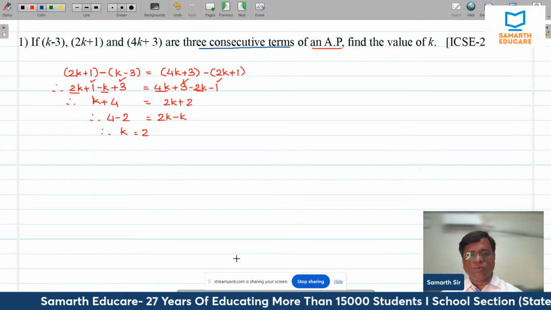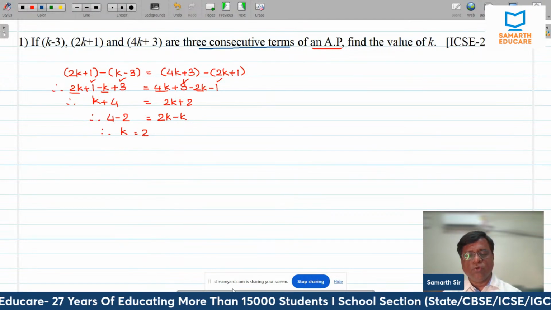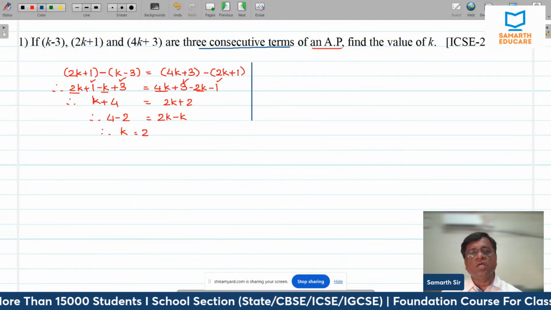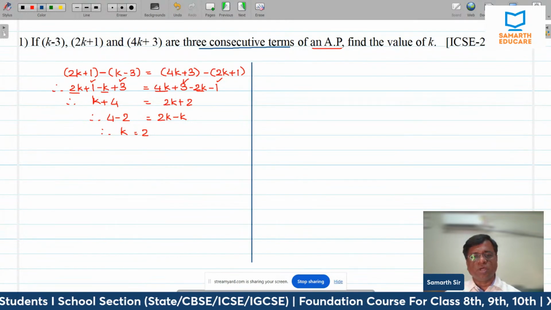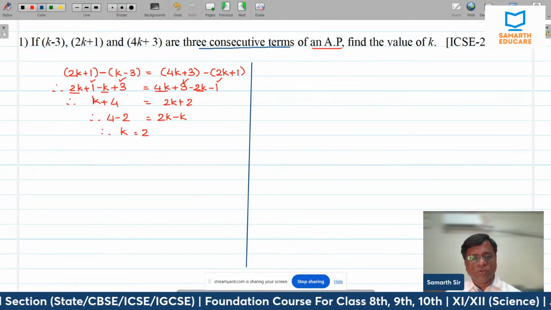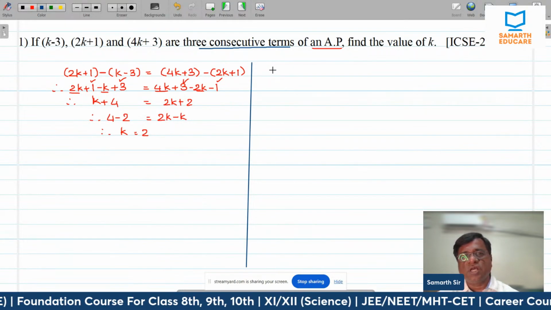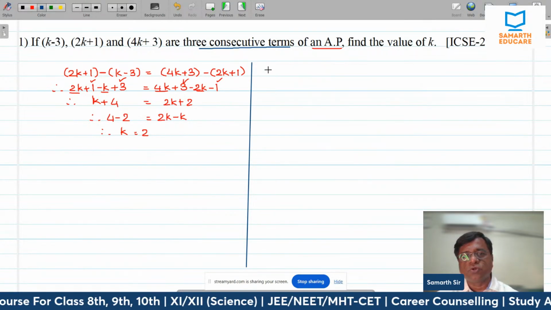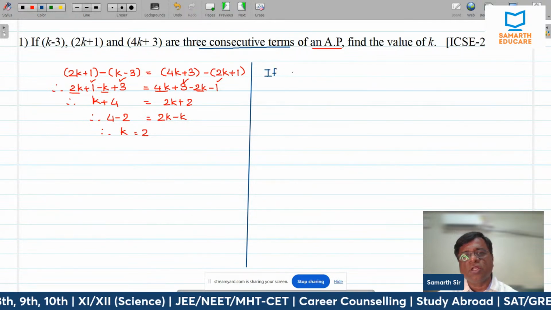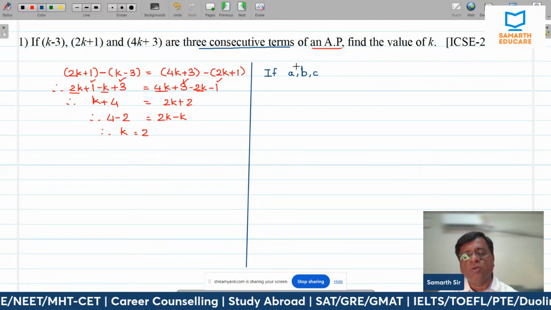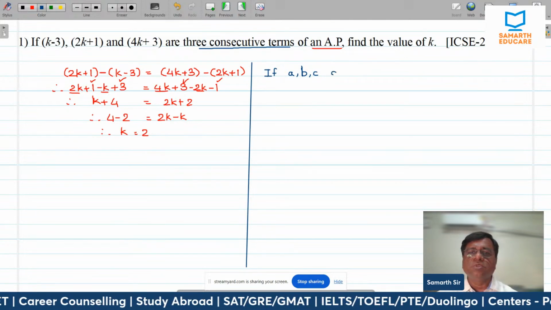Especially if this problem is in an MCQ, I would like to explain something which you can use in this kind of problem. As I said, there are a few small concepts which I'll be explaining as and when the problem comes. So this is very important. Let's say only 3 terms are in AP. If I am told that only 3 terms are in AP.